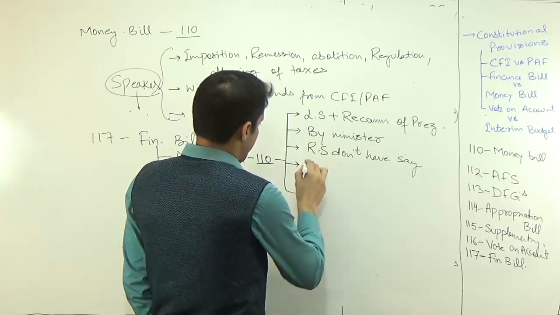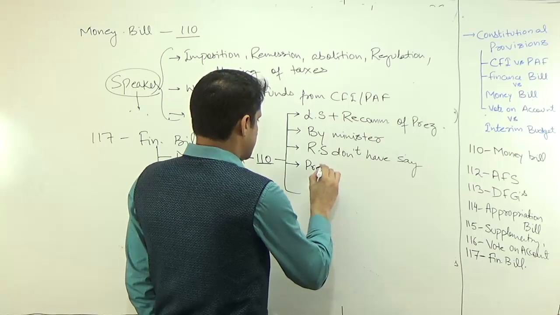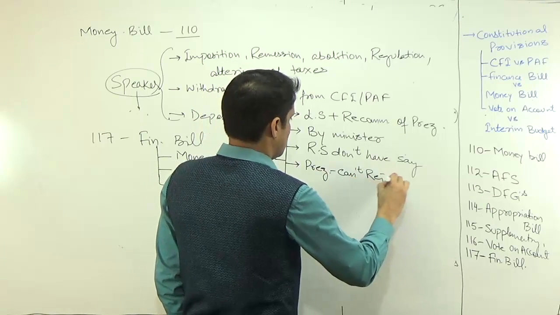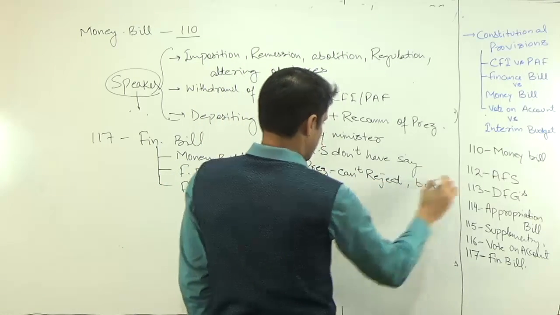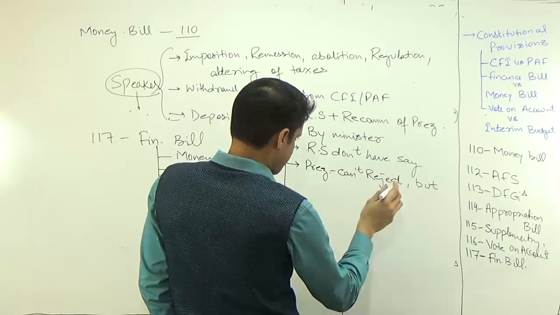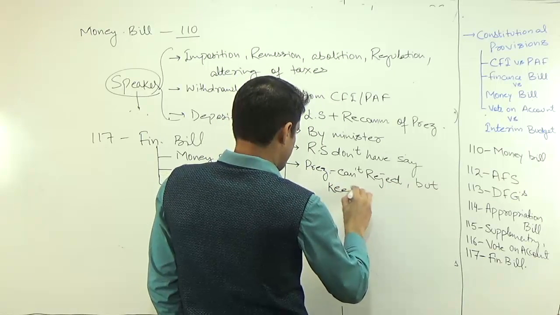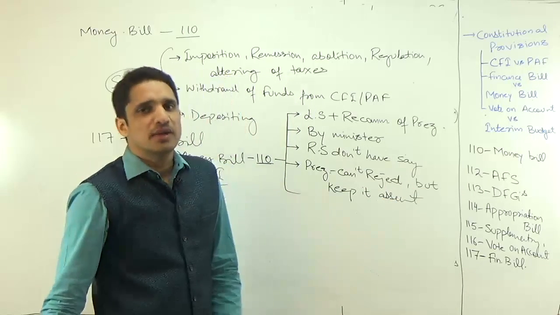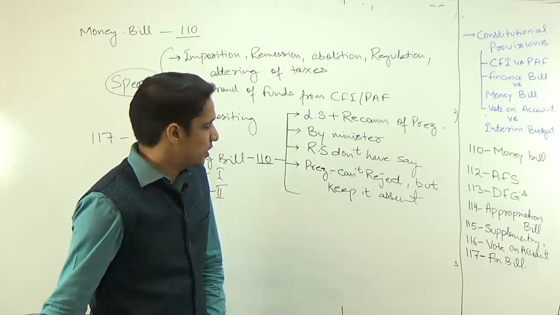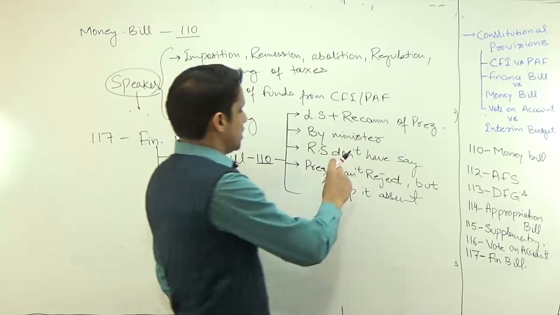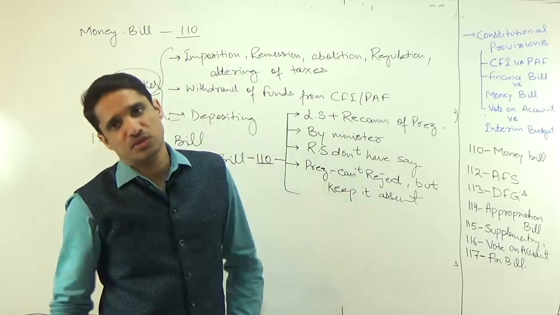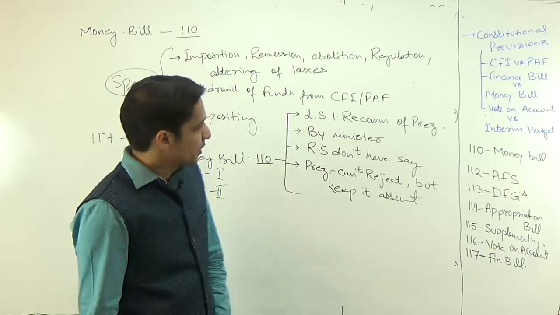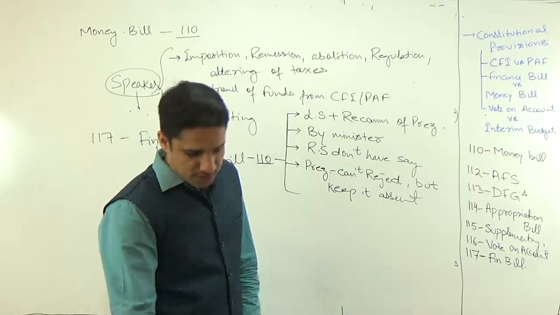Next, the President can't reject a money bill, but can keep it for assent. We have different types of veto, pocket veto and qualified veto and all these things. We will not go into detail. But the President cannot reject a money bill, though of course they can keep this bill for assent. That is possible, but the President cannot reject the money bill.